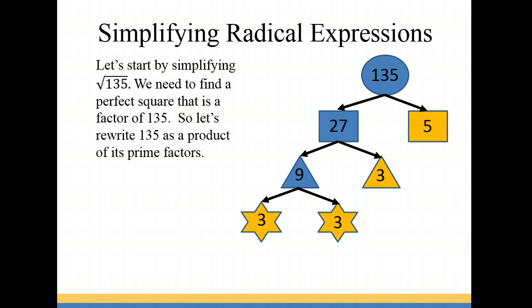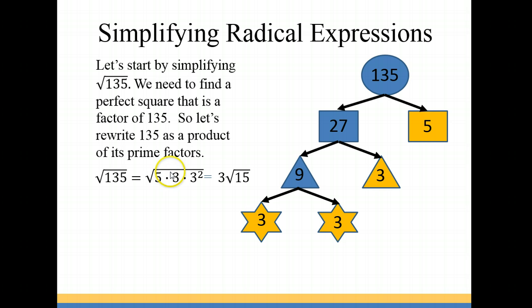So I'm going to rewrite 135 as 5 times 3 times 3 times 3, which I rewrote as 5 times 3 times 3 squared. And I did that because 3 squared is a perfect square. And it's 9 actually, and the square root of 9 is 3, so we can actually take that square root. But under the radical we still have a 5 and a 3.